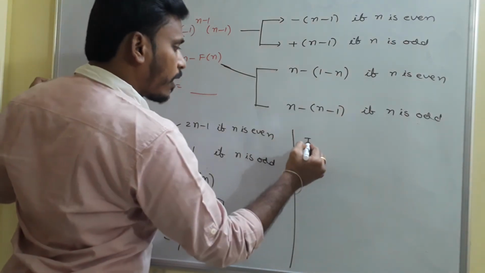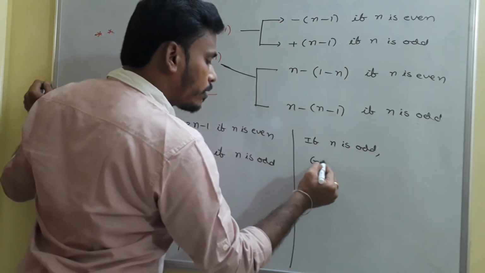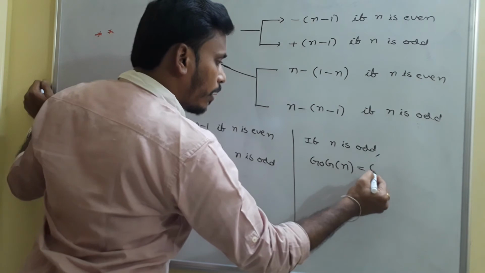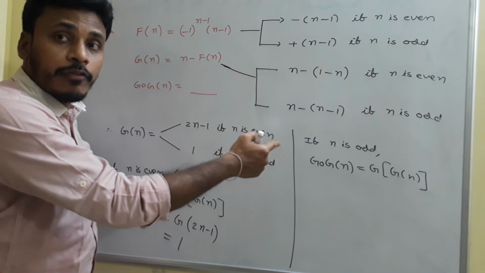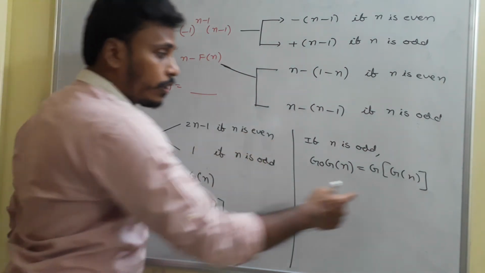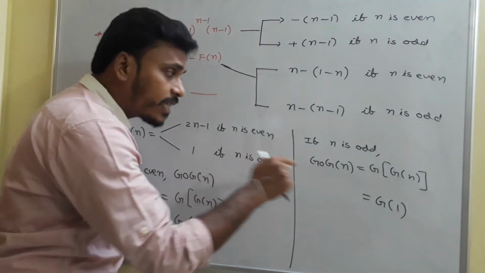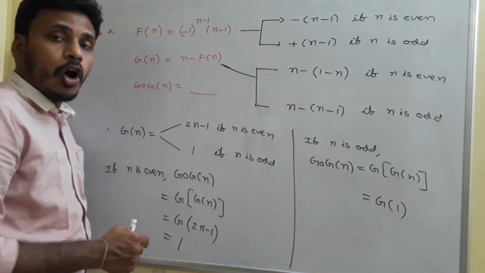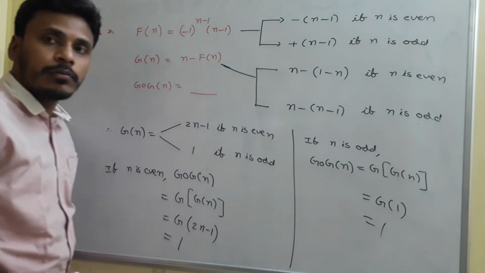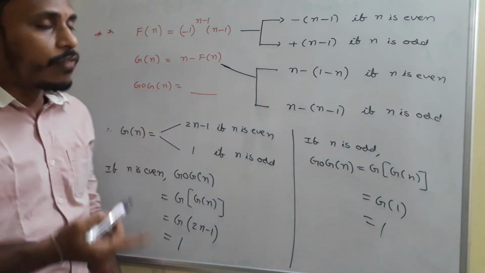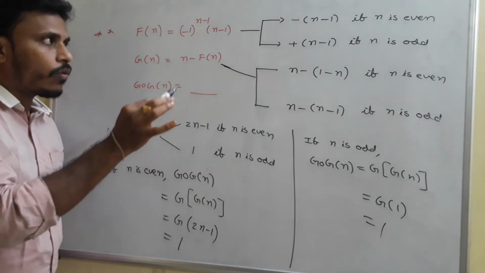And in the other case, if n is odd, g circle g of n we need to find. That is equal to g of g of n. If n is odd, our g of n is 1 only. So you need to replace g of n with 1. So g of 1, that 1 is again odd. Since our input is odd, you just go with the second rule. So the result is again 1. So either if n is even or if n is odd, g circle g of n is always 1. This is one way of solving.